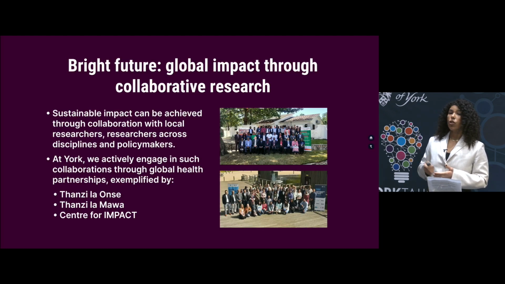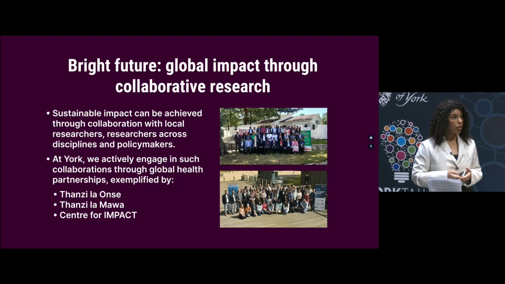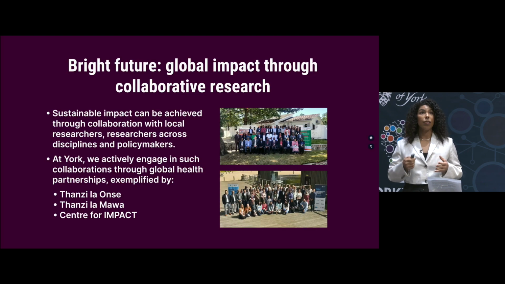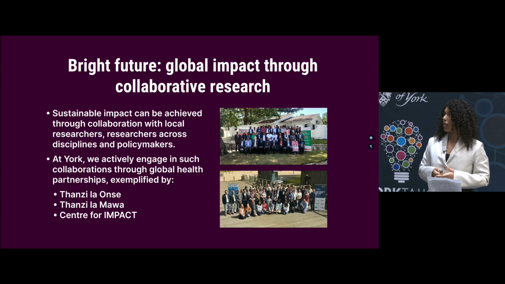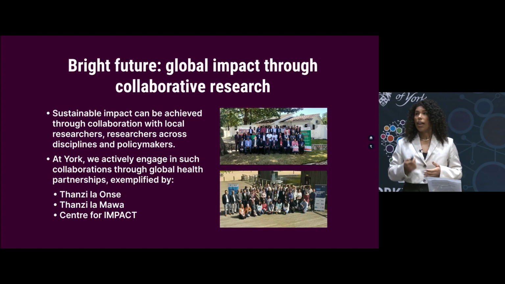So the top photo shows my colleagues from the Tanzila project, and this project is trying to build a large health system data model which we can use to assess the future impact of various healthcare interventions. The bottom picture shows my colleagues from the Center for Impact project, which is looking into curbing cardiovascular diseases, which are rapidly increasing in South Asia. And we started doing research into the determinants of the rising obesity rates in Pakistan.